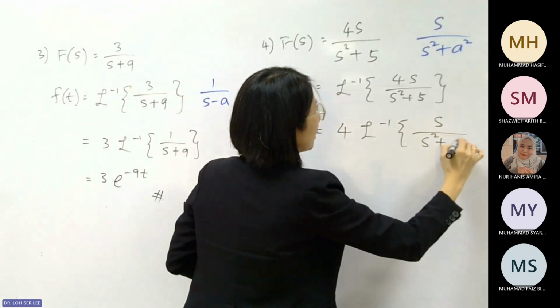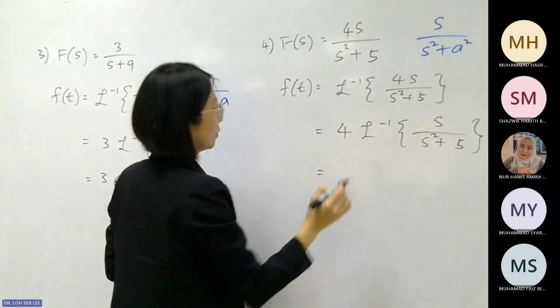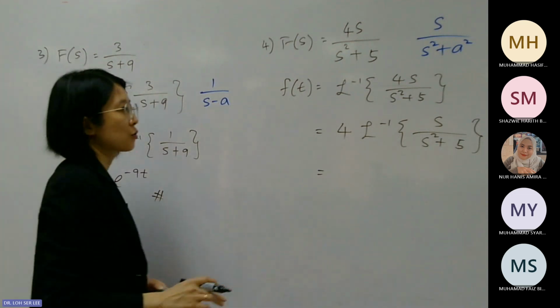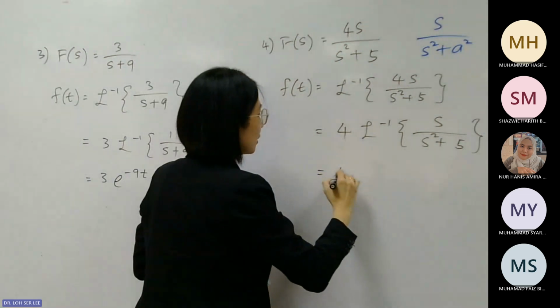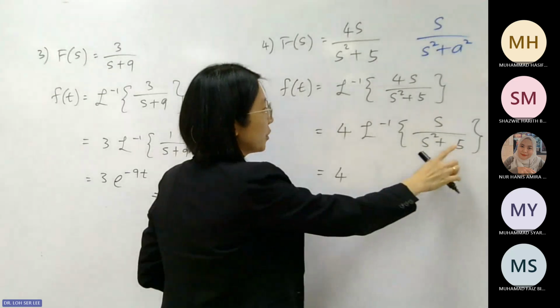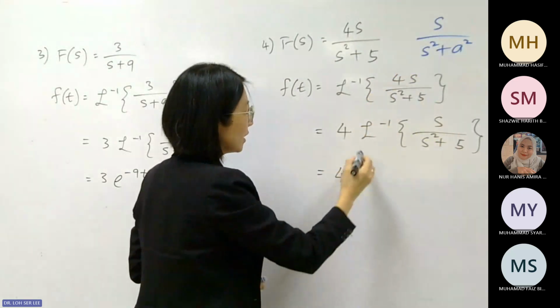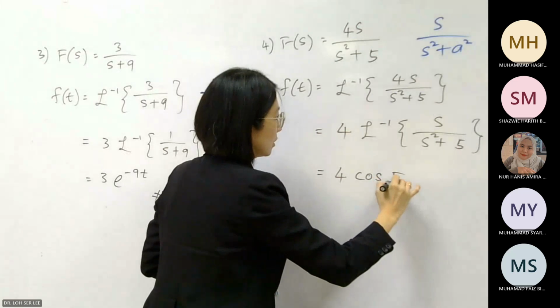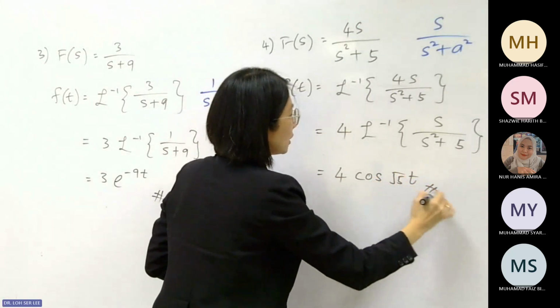Then what is your a? Your a squared is 5. What is your a? Square root of 5. When your a is square root of 5, meaning that the answer will be cos √5t.